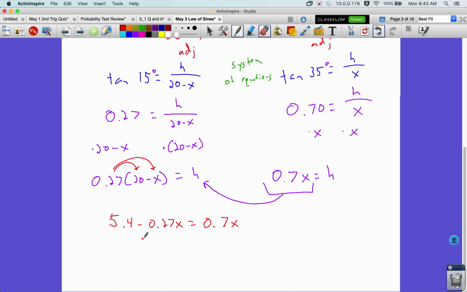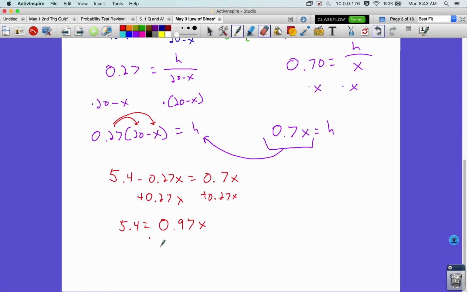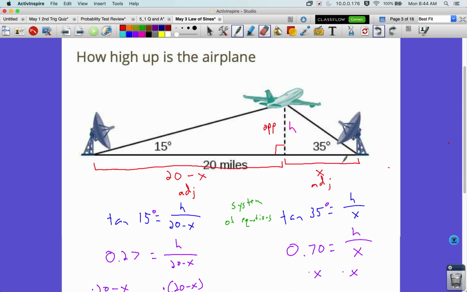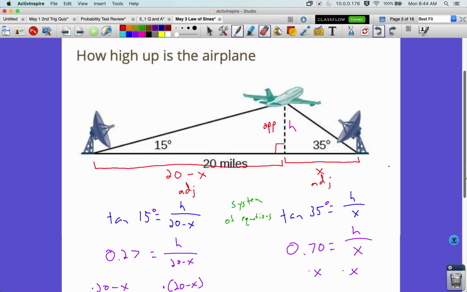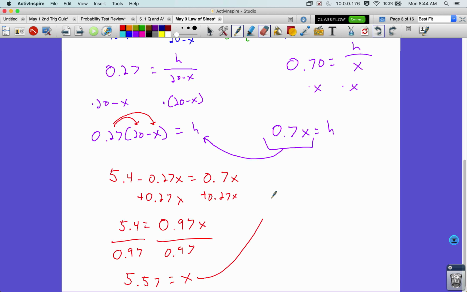And combine like terms by moving this 0.27x over to this side. 5.4 equals 0.97x. Divide. And we get approximately 5.56. So I'd round up to 5.57 equals x. But that solves for this length right here. We still have to find the height. I think a good spot to plug this in would be maybe right here.